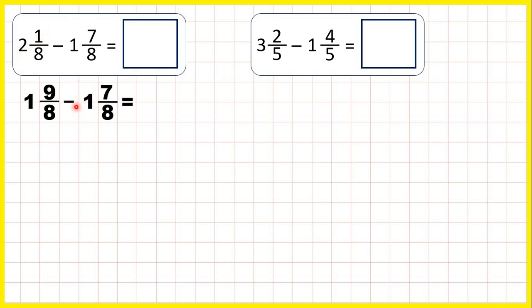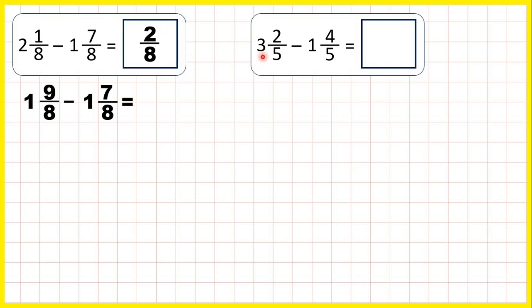So now we can subtract 1 and 7/8. Remember, when we subtract fractions, the denominator stays the same, and we just subtract the numerator. So 9 minus 7 is 2, and if we look at our whole numbers, we now have 1 minus 1, which is 0. So our answer is just 2/8.